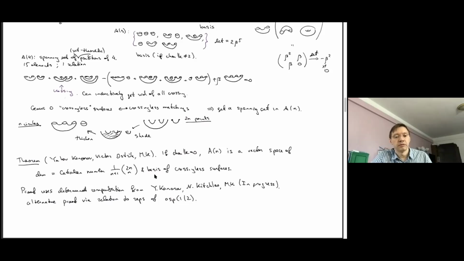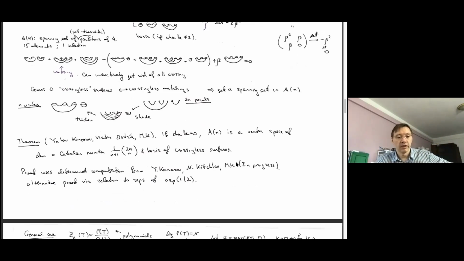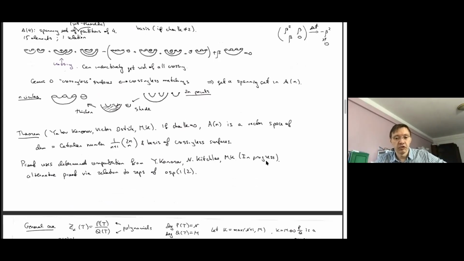If you choose prime characteristic, then eventually crossingless surfaces become a spanning set. So there are too many, not a basis. And the proof is based on a determinant computed by Yakov from our paper joint with Yakov and Nito Kichlo, in progress. The paper is about forms, but somehow we end up with the same determinant in a special case, which was interesting. That's one way to prove it.